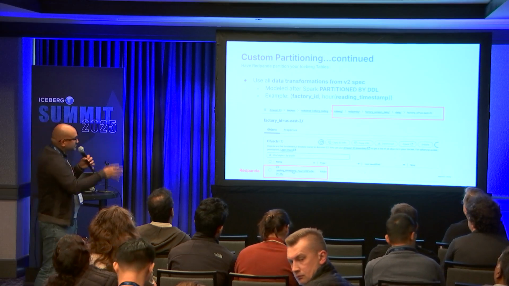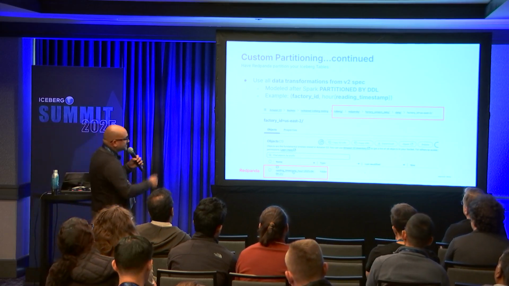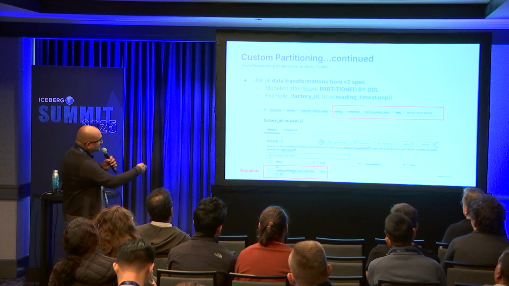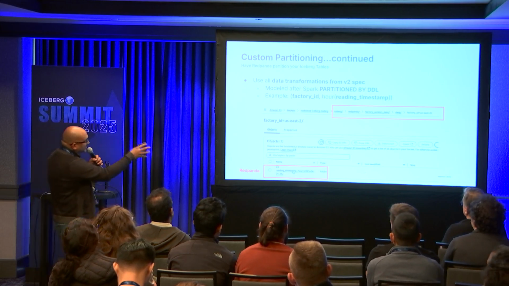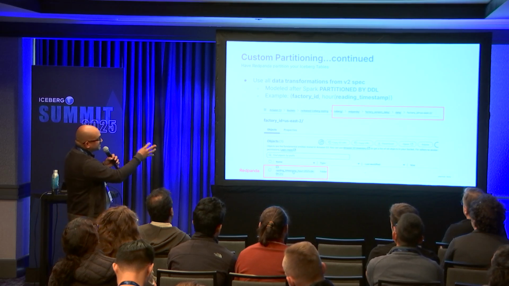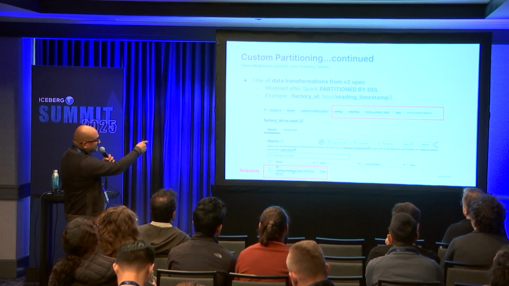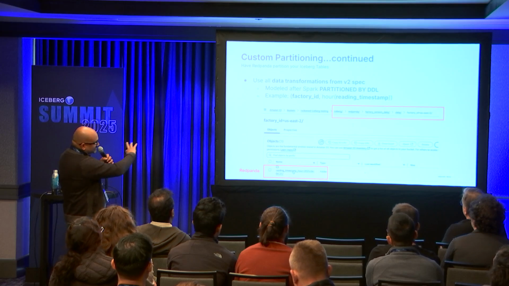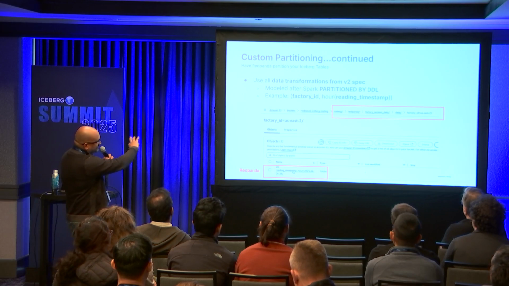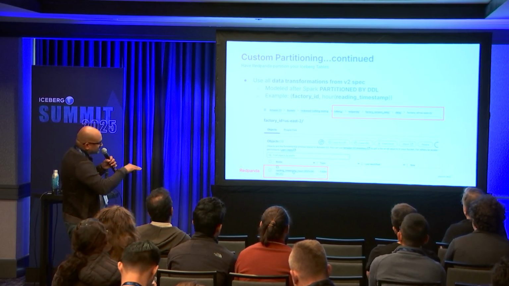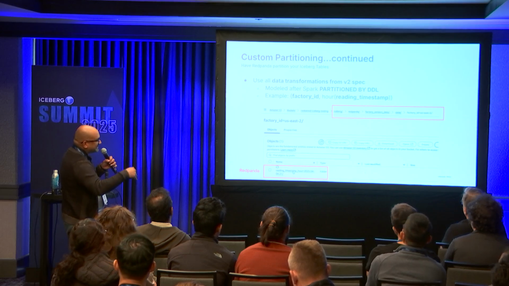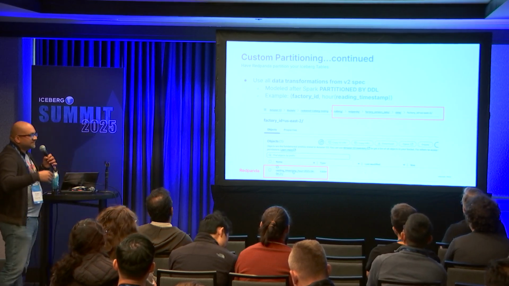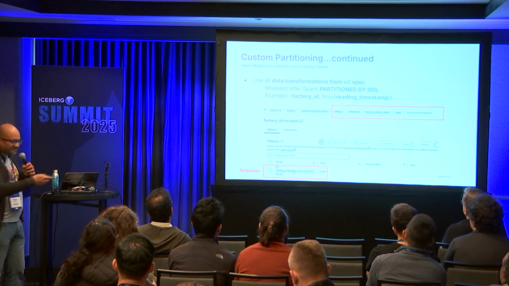Our solution is basically modeled after the Spark partition by DDL. As you can see in the example here, you have a 2-level partition spec, one primary by the factory ID, and the other by the timestamp, which has been transformed up to the hour. If you see the layout of the data in your cloud backend, you will see the factory ID first, then subdirectories where you have the timestamps, and within that timestamp, you would have the actual Parquet files land.